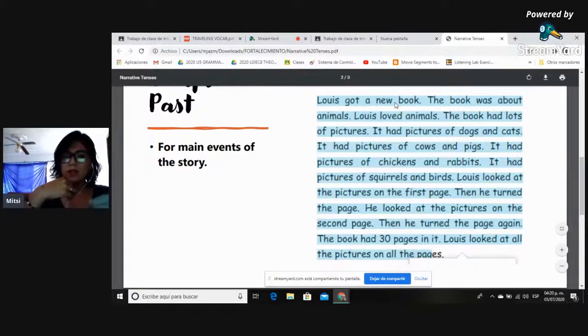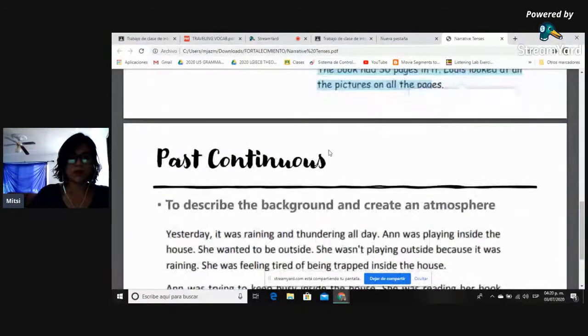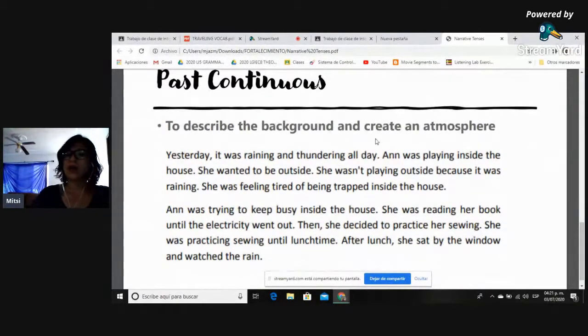But there is a way to have a different variety. And this is by using the past continuous. The past continuous is to describe the background and create an atmosphere. And obviously to talk about actions that were happening at a specific time in the past. In this case, we have this short story in which we have more sentences in past continuous, but we also can identify sentences in simple past.